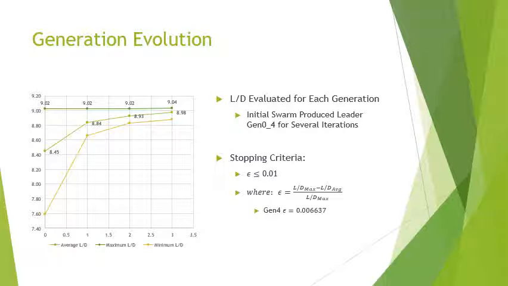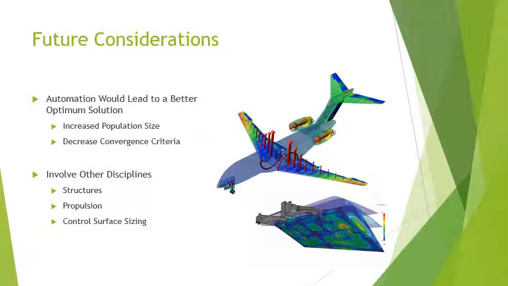Even though the maximum lift-to-drag ratio started to increase in generation 3, I chose to stop the iterations. This was because I had met my stopping criteria set and because it takes a lot of time to run the CFD cases. If a more optimum solution were desired, the generation population sizes could be increased to allow for more data points. Also, the convergence criteria could be set lower and more generations could have been run.